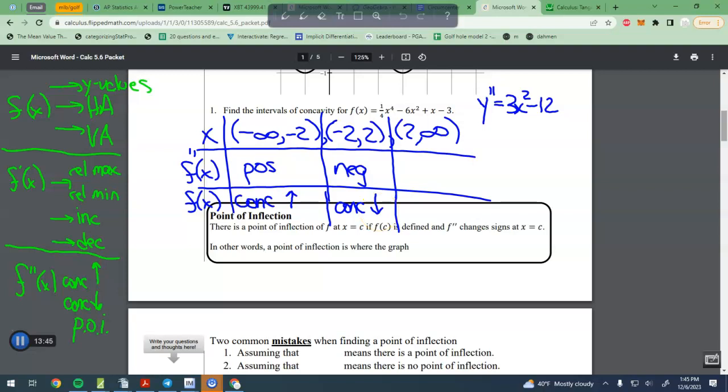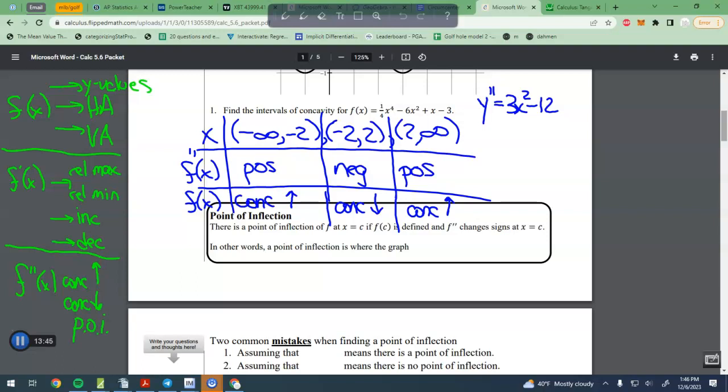So we switched, right? That's going to be a point of inflection, because at negative 2, it switched from going down to going up. And then if I plug in 10 for this window, it'd be 300 minus 12, which is a positive number. So concave up. So let's switch it again.